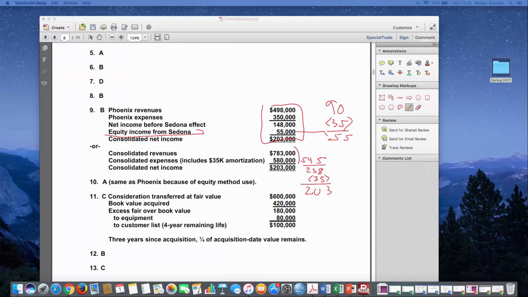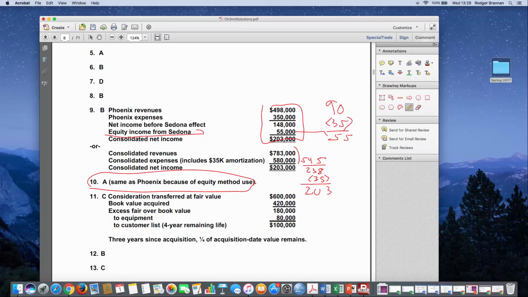Okay, consolidated retained earnings, very simple. The consolidated retained earnings will always be the same as Phoenix's retained earnings. And at the end of 2015, Phoenix is reporting 250,000. Well, that would be the consolidated retained earnings.